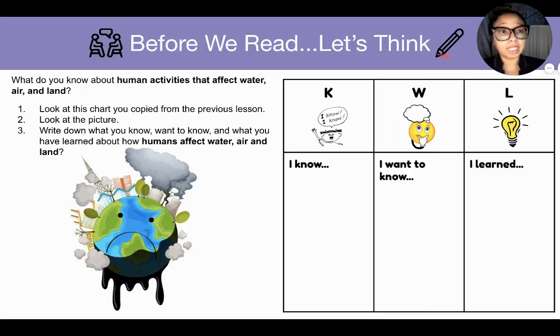So before we read, let's think. We've been using this KWL chart this past week. I want you to continue adding onto the chart that you've already copied in the previous lesson how human activities that affect water, air, and land. I want you to write down what you know, what you want to know, and what you've been learning about how humans can affect water, air, and land. Use this picture to help you. You can pause the video now to complete this activity. Once you are finished, you may press play and continue the video.